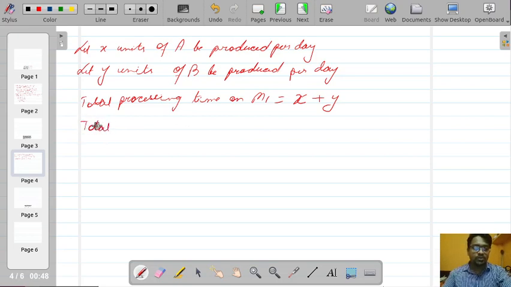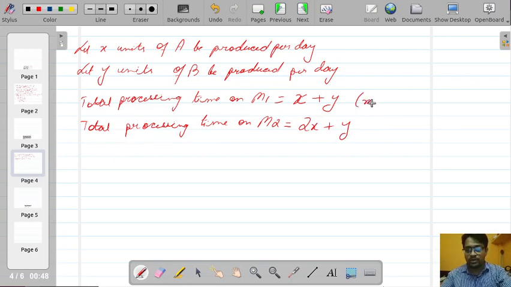Next, what is the total processing time on M2? Product A requires 2 minutes of processing on M2 and product B requires only 1 minute of processing time on M2. So remember, these are in minutes, so you have to take care of the units also.